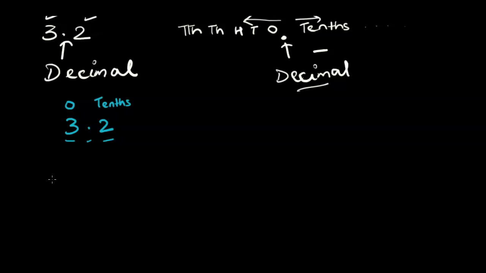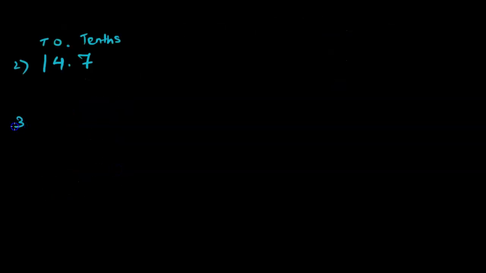Let's take up another example. If we have 14.7, what is the place value? This is the decimal, ones place, tens place. After the decimal, the first place is called the tenths place. Similarly, if you have a big number such as 43510.2 and we have to write the place values, we would go before the decimal and the place values would be ones, tens, hundreds, thousands, 10,000s. After the decimal, the place value is called the tenths place.